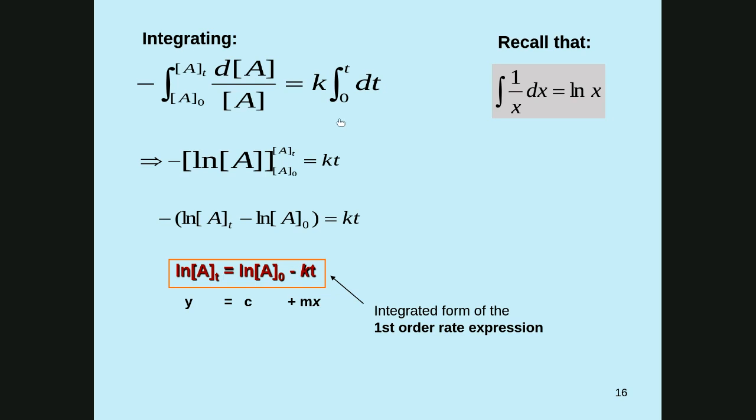The evaluation of this integral involves finding the antiderivative of the function 1 upon A. Now, the function 1 upon x in general has as its antiderivative the natural logarithm of x. So the derivative of ln x is 1 upon x. That is a rule that I cannot explain here, you have to take my word for that. So to evaluate this integral, we take the antiderivative of 1 over A, which is ln A.